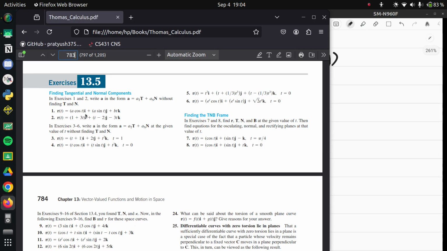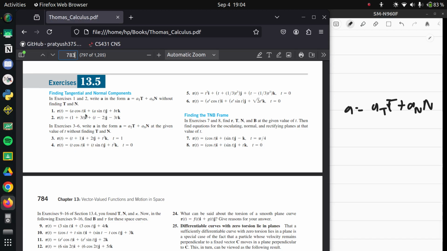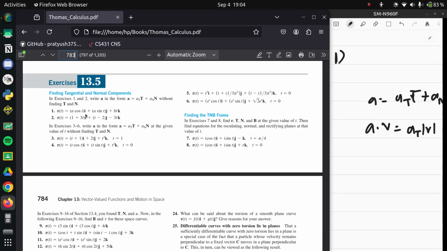If your acceleration is something like a tangential plus a normal, then since the tangential is along v, multiply this by v, so this just becomes a_T times the magnitude of v, and the normal component is 0. So what does that mean? Your a tangential is just like the dot product between a and v. Yes, so you can just find the velocity and then take a dot product, and that's going to be okay.